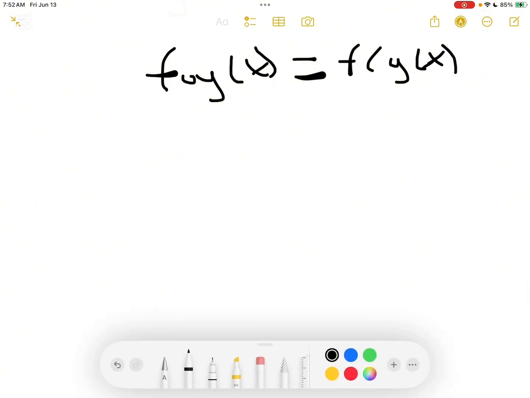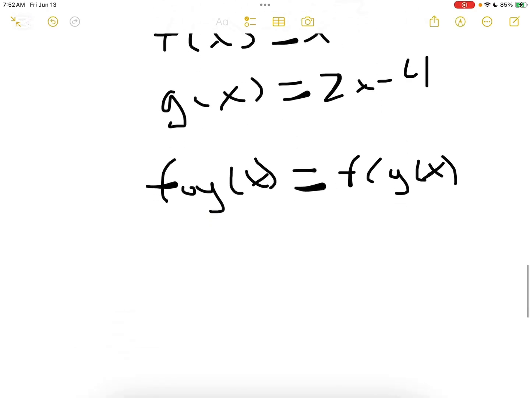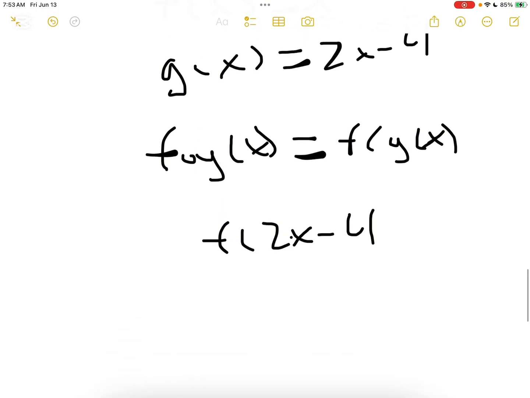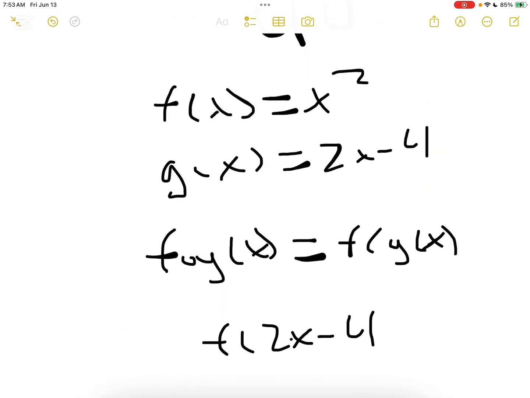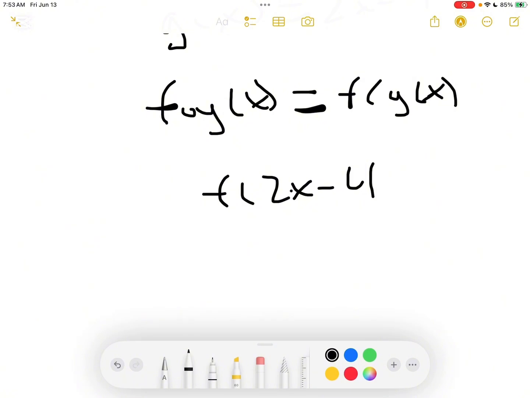All right, and then from there, like we said, we start from the inside. So we go back, we know that g of x is equal to 2x minus 4. So we'll do f of 2x minus 4. And we see that f is x squared. So because there's no actual number, it's just x squared, and this is our x, all we need to do for f is square this. So we have 2x minus 4 squared.